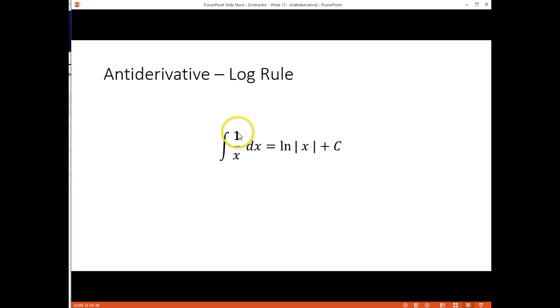And the integral of 1 over x is the natural log of the absolute value of x, because we do know the derivative of the natural log is 1 over x.